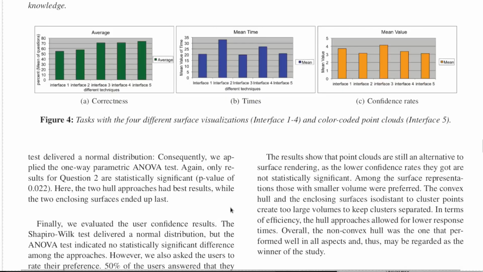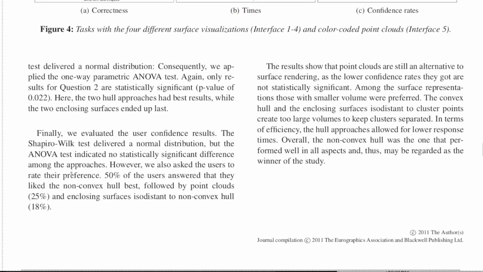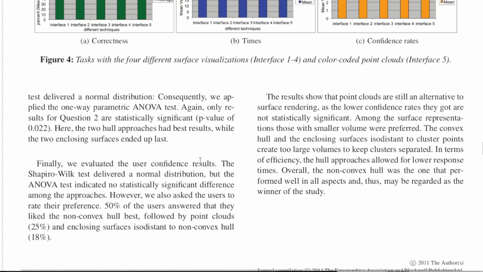Consequently, we applied the one-way parametric ANOVA test. Again, only results for question 2 are statistically significant, p-value of 0.022. Here, the 2 hull approaches had best results, while the 2 enclosing surfaces ended up last. Finally, we evaluated the user confidence results. The Shapiro-Wilk test delivered a normal distribution, but the ANOVA test indicated no statistically significant difference among the approaches.